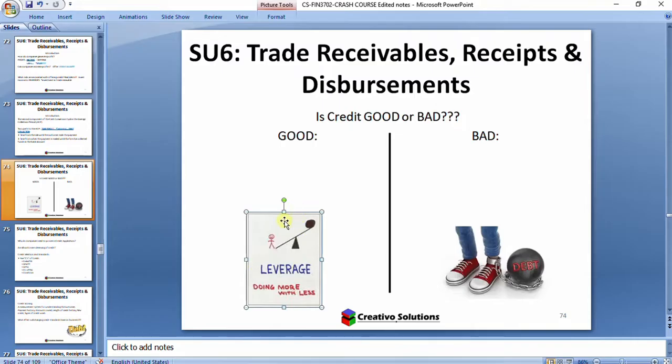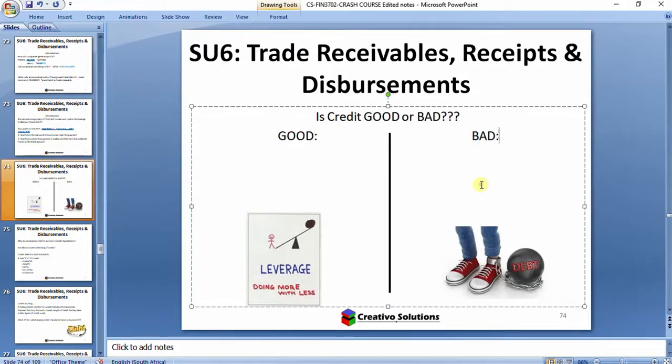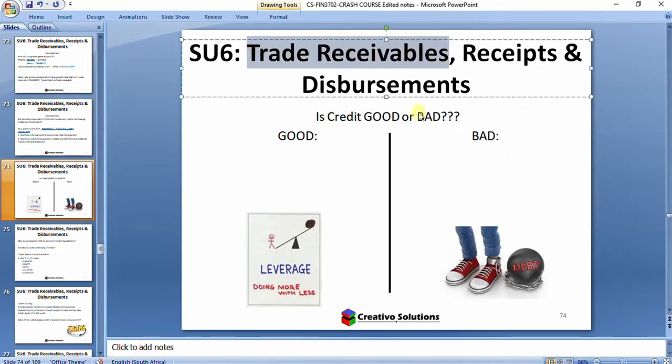Leverage is great when you can do more with less, but the problem with credit is it can become bad. Anything good can become bad. It just depends how much of it you have. There's a saying, everything in moderation. Same thing with debtors. If you have too much debtors, what happens? Well, there's a risk involved of you not getting that money, but also you're going to have to invest more. Yeah. More debtors means more bad debts.